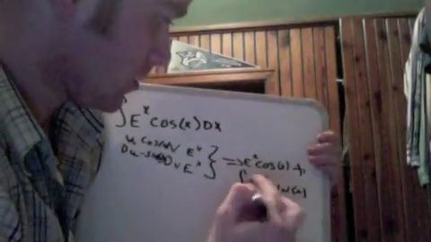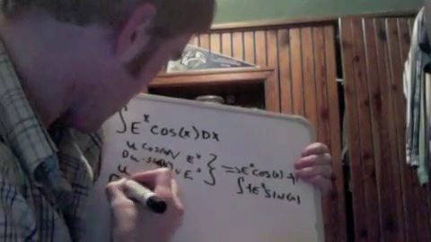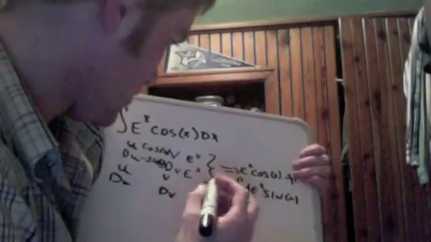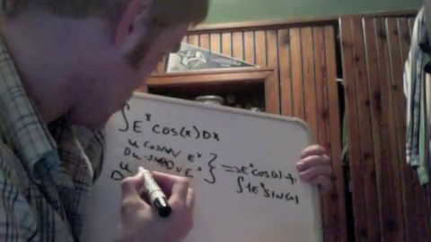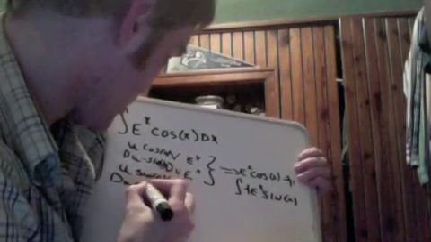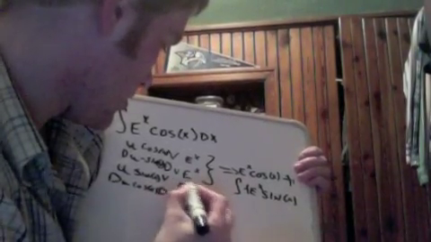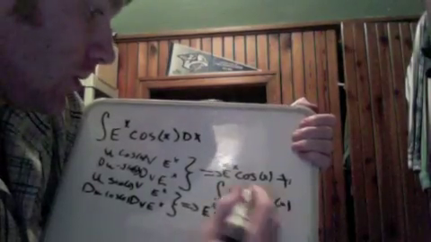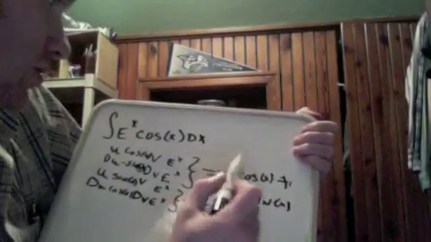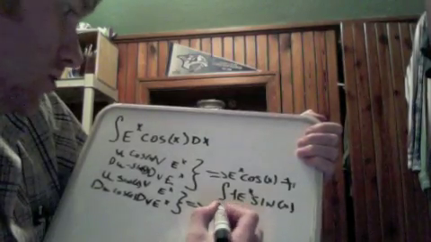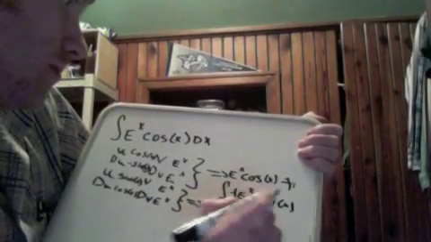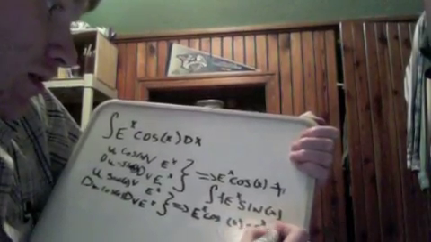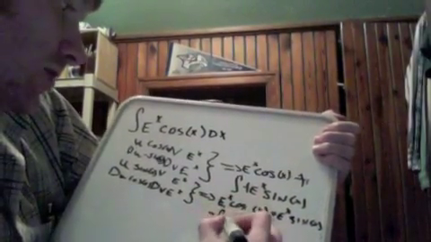So after that, I think what we'll all see is we go through another iteration. u, du, v, dv. So we're going to have sine x, which goes to cosine x, e to the x, e to the x. So you're going to get e to the x cosine x plus e to the x sine x minus the integral of e to the x cosine x.